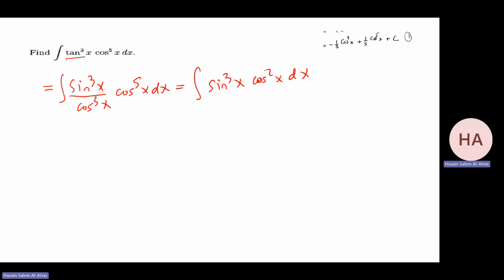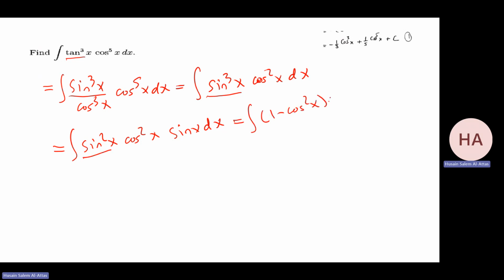Now it's ready. I'll do this trick. This is odd power. I take it out. So you have sine square x, take one cosine out, one sine out. Okay. I change this into cosine. That will be 1 minus cosine square, sine x dx. Yeah, I let u equal cosine x. Du will be minus sine x dx.